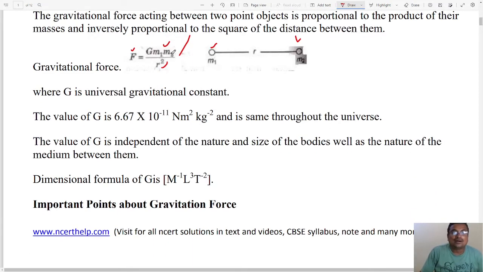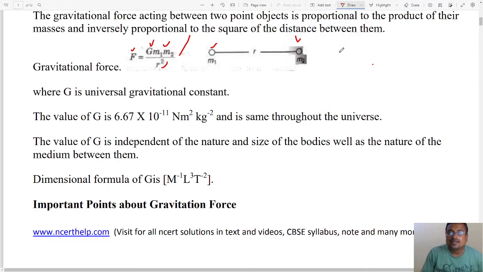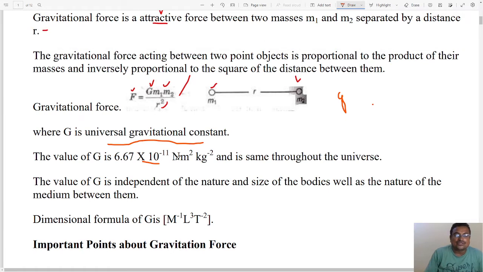So here we are using the capital G. Small g is called acceleration due to gravity. This is the capital G, my friends. That is called the universal gravitational constant. Its value is 6.67 times 10 to the power of minus 11 Newton meter square per kg square, and it is the same throughout the universe.